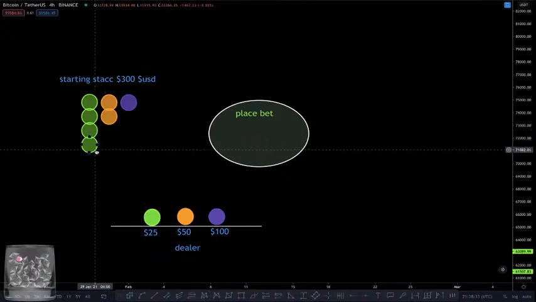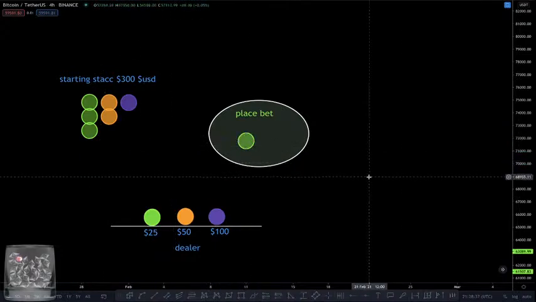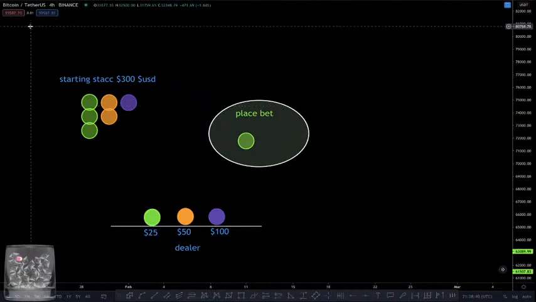They would take a portion of their stack and place a bet, okay, $25. So what did you just do? You decided your risk management, okay? You said, of my $300 starting stack, I'm willing to risk $25 on this trade or on this hand of blackjack. If this trade goes in your favor, that's great. You're increasing your portfolio, your stack, your starting amount of chips, whatever you want to call it. You can increase it if you win the hand or complete a winning trade.